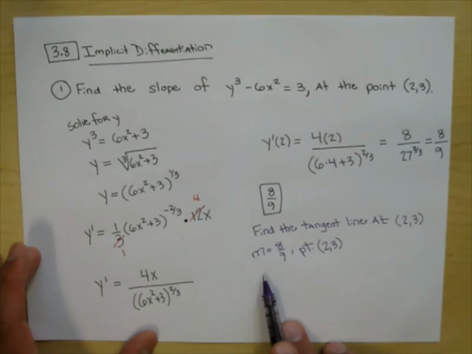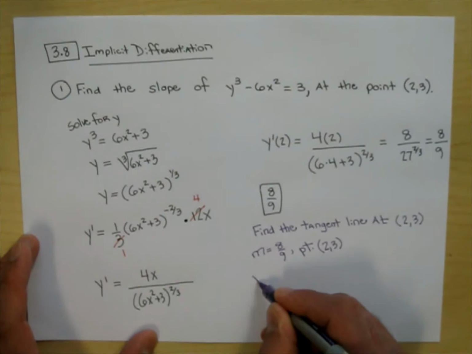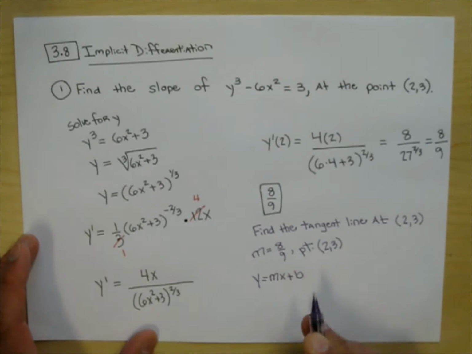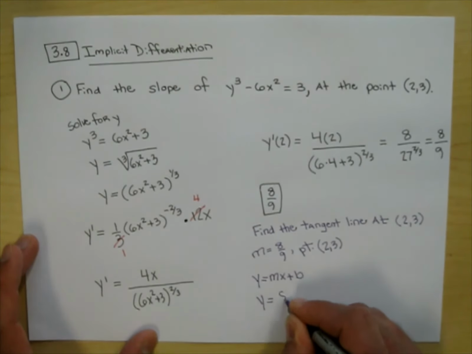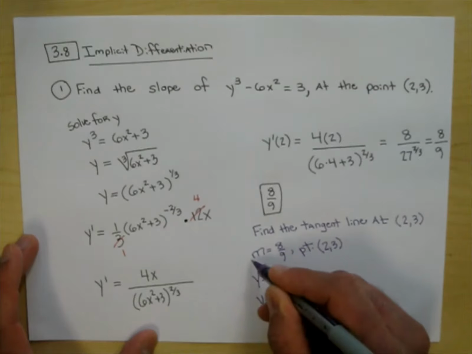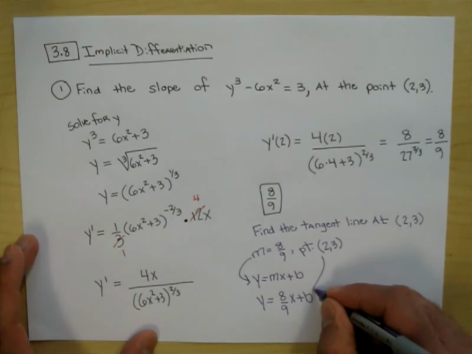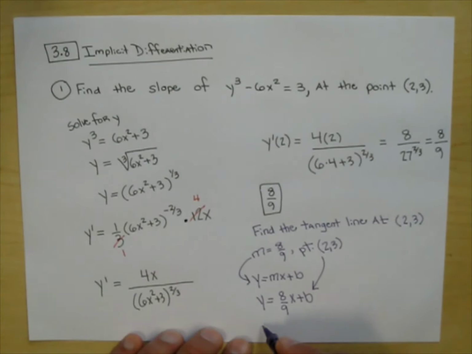Now, having said that, I have a point and a slope, and I have this y equals mx plus b. 4 letters, 2 of them are variables and 2 of them are constants, and we know one of the constants, 8/9. So y equals 8/9 x plus b. So we put that in there. Now I'm just going to put this point in there, figure out what the line is. So I have 3, that's the y value, equals 8/9 times 2 plus b.